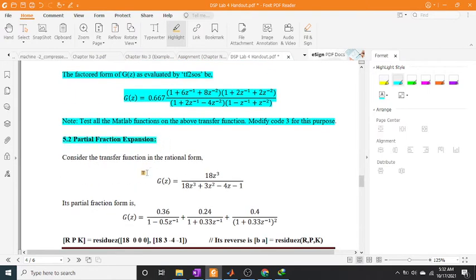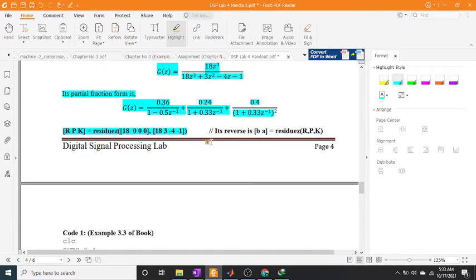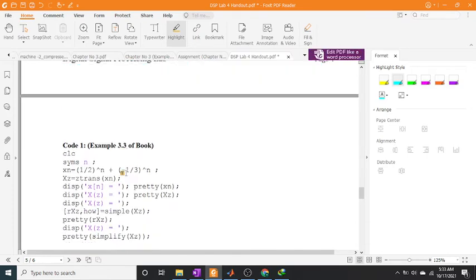5.2 Partial fraction expansion. Consider the transfer function in the rational form. Its partial fraction form is given by terms such as 0.36, 10.5 over (1 + z^-1), and 0.24 over (1 + 0.3z^-1), plus a squared term in (1 + 0.3z^-1). [r,p,k] equals residuez(b,a), and its reverse is [b,a] equals residuez(r,p,k).